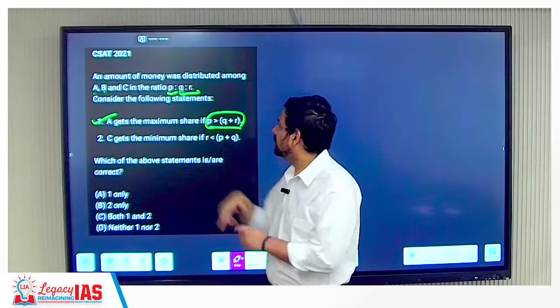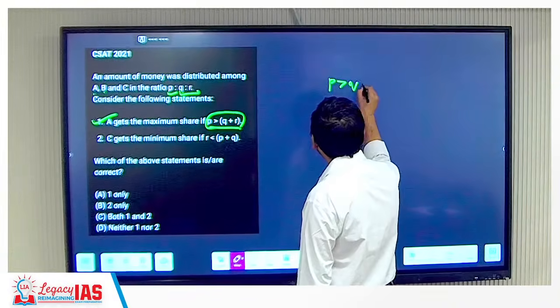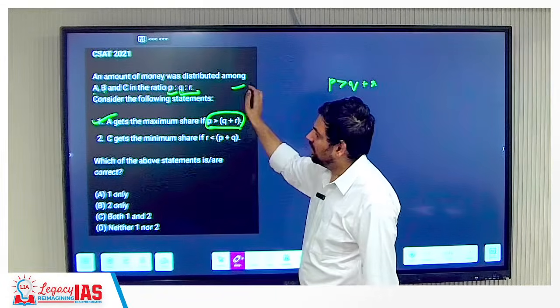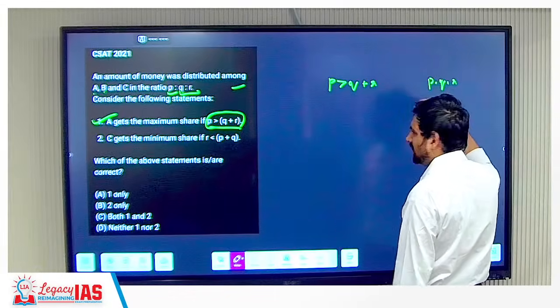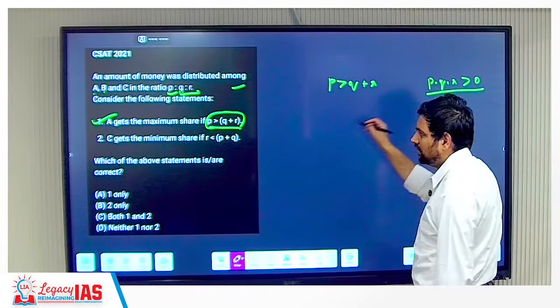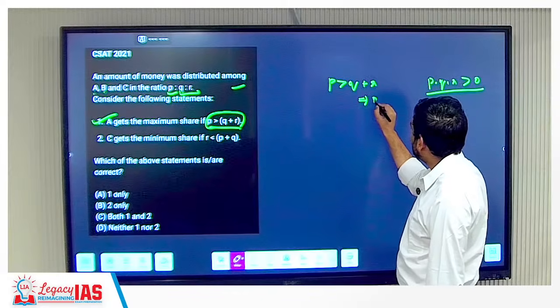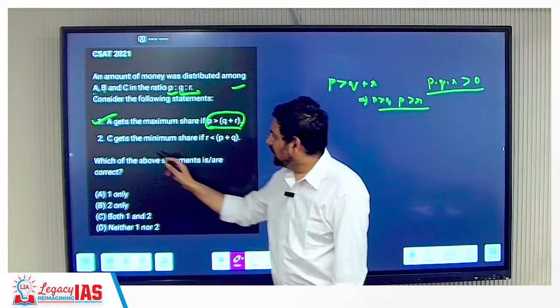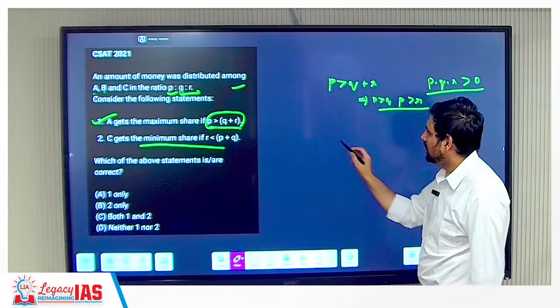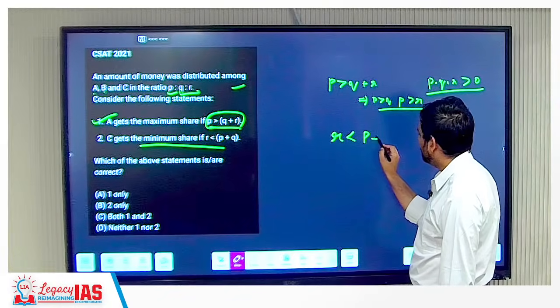Because if P is greater than Q plus R, where of course P, Q, R are all positive, because this is something being distributed in real life, they're all positive. So that means this implies P is greater than Q also, and P is greater than R also. So this is fine. Then C gets the minimum share if R is less than P plus Q.